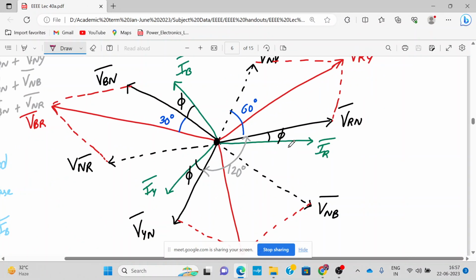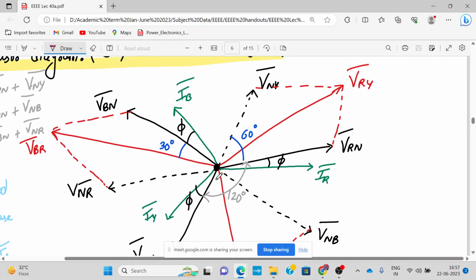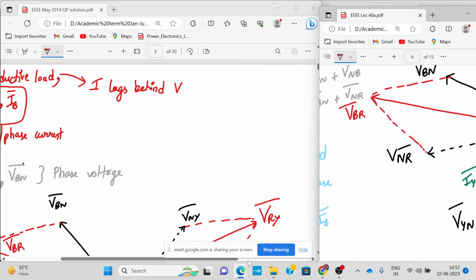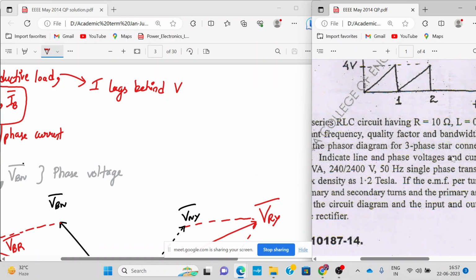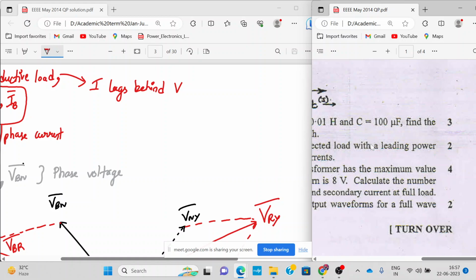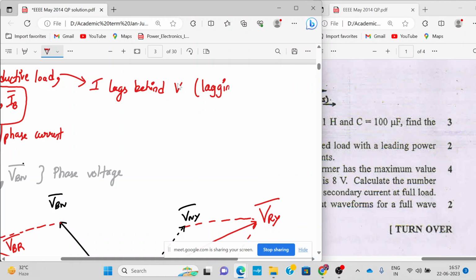See here, once you have drawn this, draw in green color. VRN is the phase voltage, so draw IR behind it. Draw IB behind VBN and draw IY behind VYN. Simple. But in our case, what is given in the paper? Leading power factor, right? This is lagging power factor. So leading power factor, how will you draw?